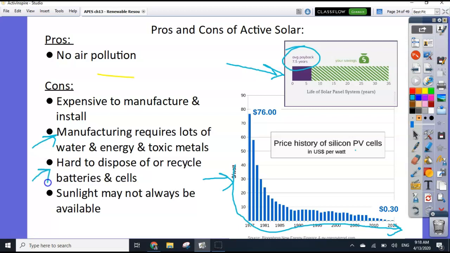It's really hard to dispose of PV cells or the batteries that are used. And sunlight's not always available. Think about it. How many days out of the year is it cloudy here, right? Quite a few. And if you can't generate a lot of power when it's cloudy, that's a problem.